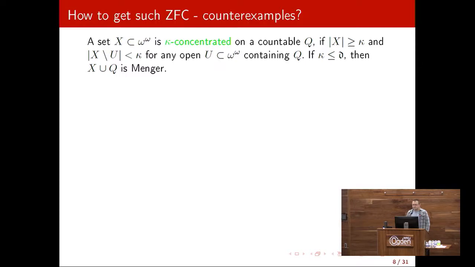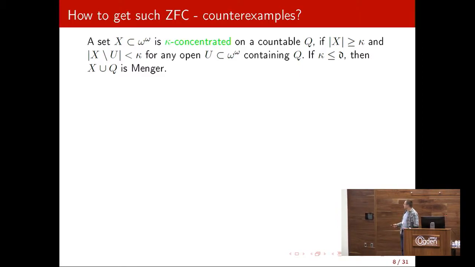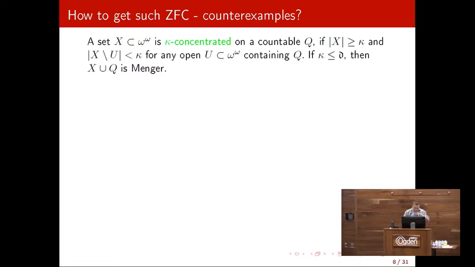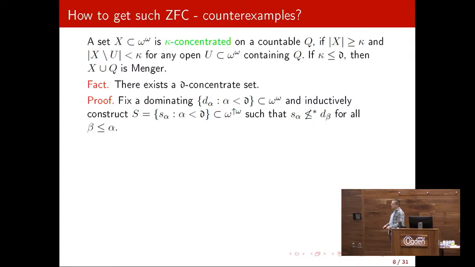Good. Now, if you are kappa-concentrated for some kappa less than or equal to d, then your union with this countable set must be Menger. Why? For the same reason. First, you cover this countable set using half of your open covers, but outside you've got fewer than d many points. And we know that any space of size less than d is Menger, so such unions are Menger. And, well, there exist d-concentrated sets outright in ZFC.